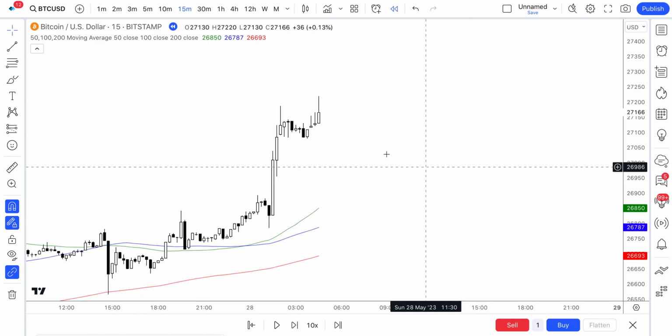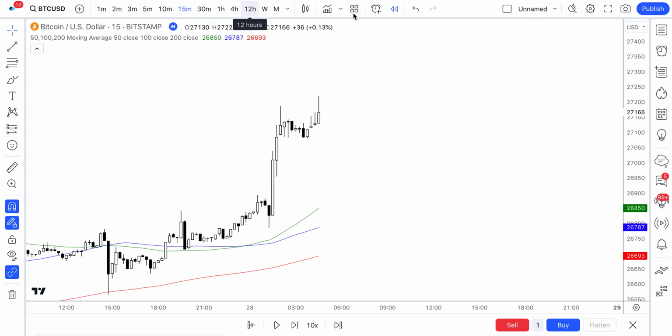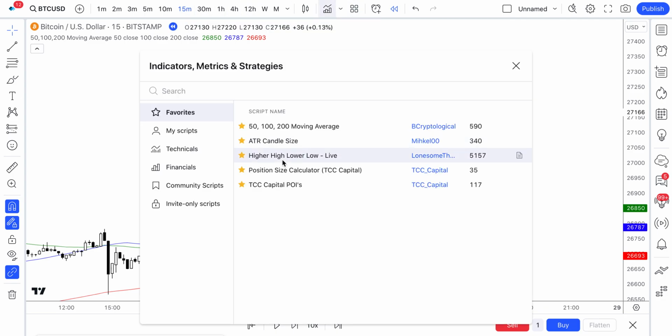You can see this is Bitcoin USD on the 15-minute time frame. What I want you guys to apply first off is a 50, a 100 and 200 moving average to your chart. This one is from B Cryptological and it has 590 thumbs up here.